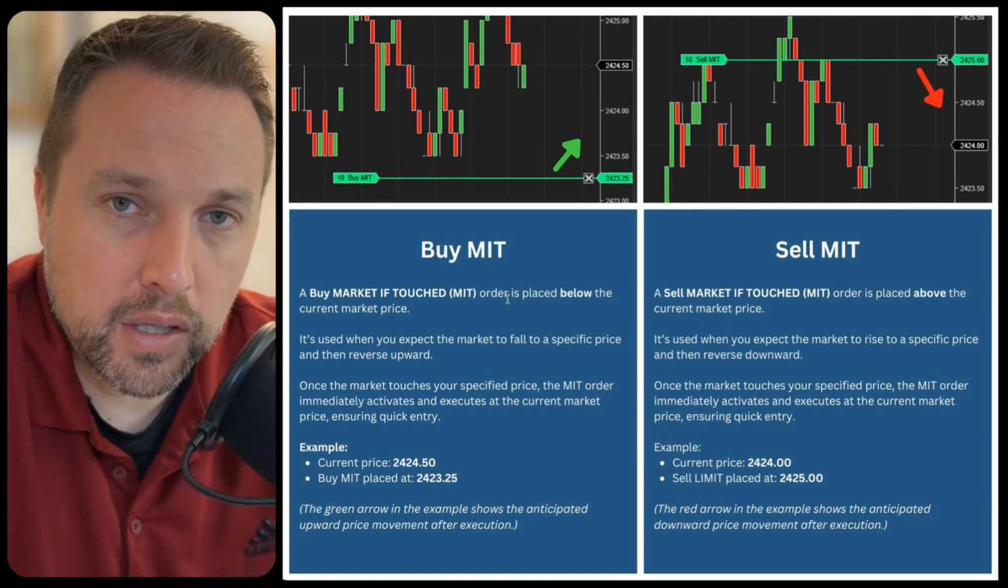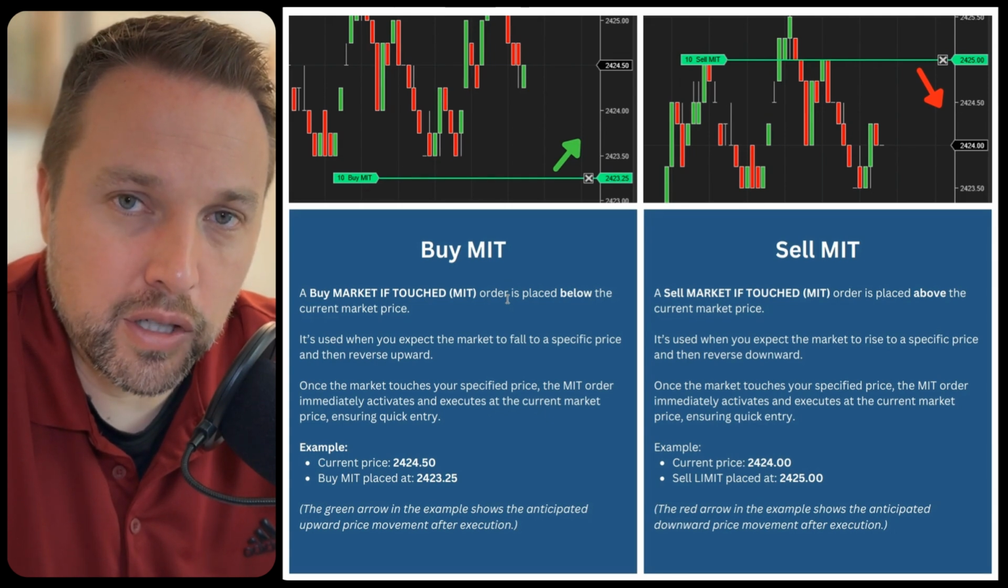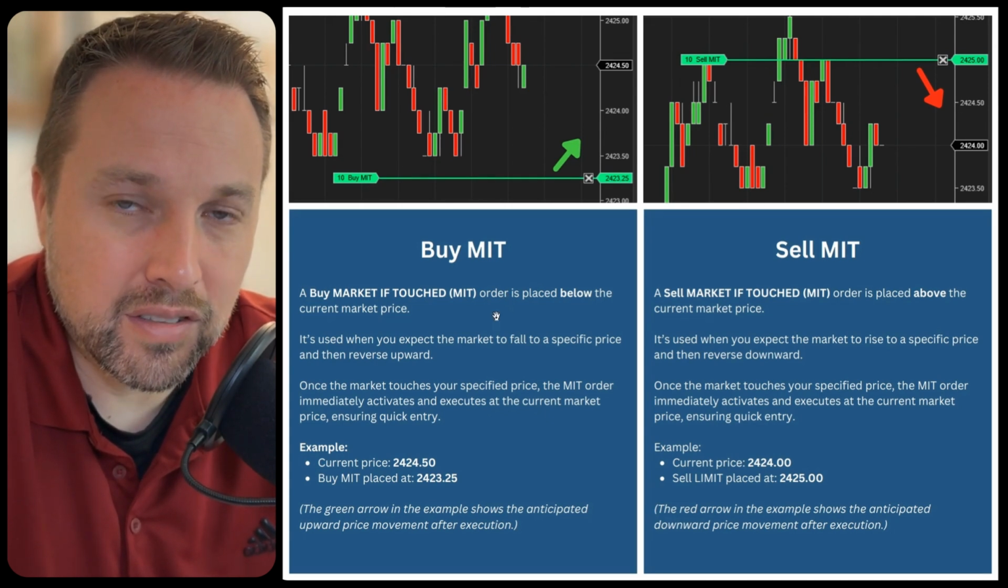That way, if the market retraces to your level and hits the price, it will activate the trigger and execute a market order instead of a limit order.